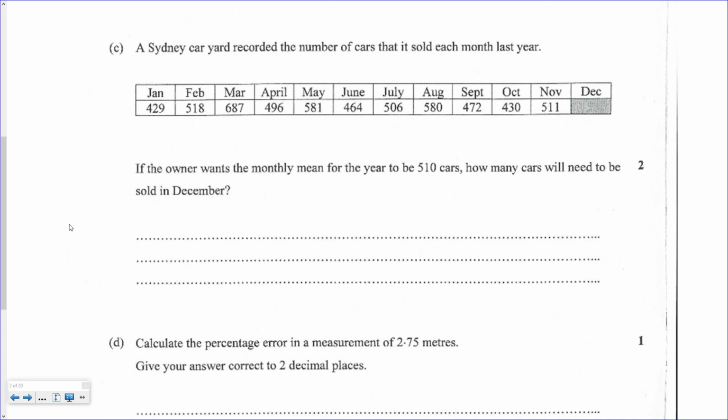We're told that the owner wants a monthly mean to be 510 cars. So how many cars will need to be sold in December? So what we need to find, first of all, is how much all this adds up, okay? And if you do add all those up, that will equal 5,674. And when I was marking it, I noticed that some people were on the right track here, except they might have accidentally pressed one of the numbers twice.